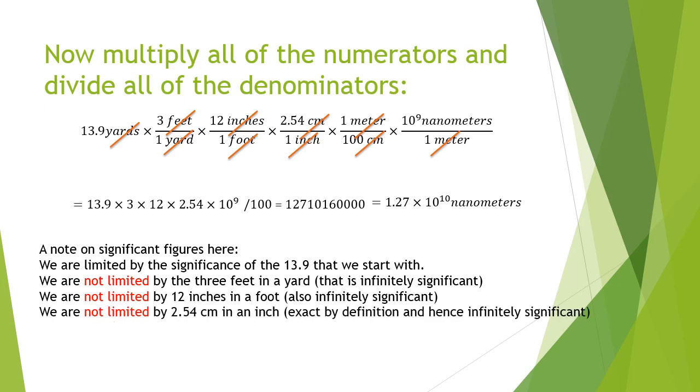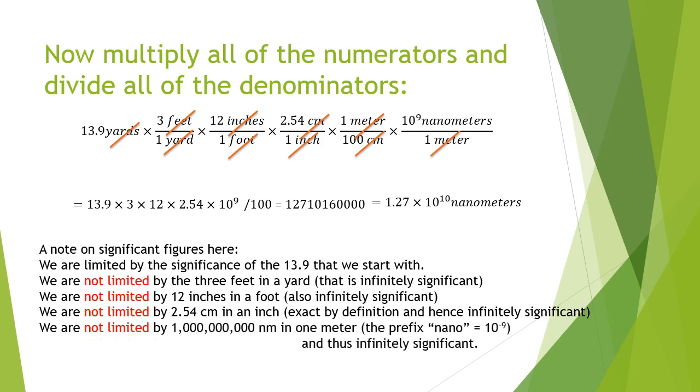We are not limited by 2.54 centimeters in an inch. In the late 50s, it was specifically defined as exactly 2.54 centimeters in an inch. So therefore, it's really 2.5400000000, etc. centimeters in 1 inch for the conversion, and therefore it's also infinitely significant. We are not limited by the 1 billion nanometers in 1 meter. The prefix nano means 10 to the negative 9 in case you forgot, and therefore it's also infinitely significant.